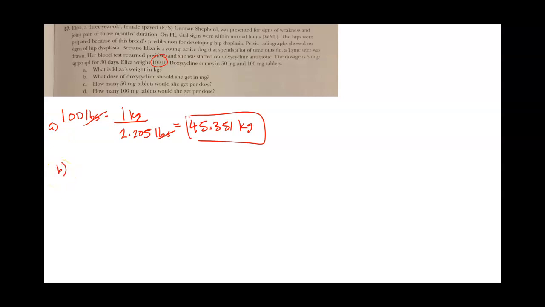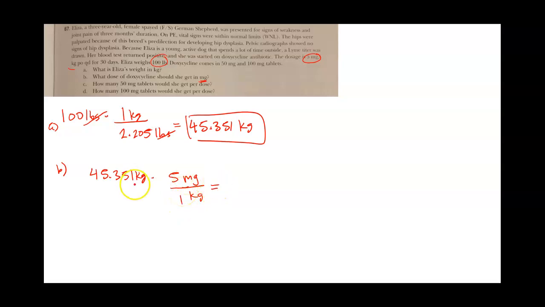Okay, part B, it says, what dose of doxycycline should she get in milligrams? So the dosage is 5 milligrams per kilogram. Okay, so we have 45.351 kilograms. And the dosage is going to be 5 milligrams per kilogram. So we've got to figure out, are we going to keep it the way it is, or are we going to flip it? Well, the question says we want the answer in milligrams. So we know the milligrams have to go on the numerator, and you want the kilograms to cancel, so they have to go on the denominator. So we're going to keep this the way it is. It's going to be 5 milligrams per 1 kilogram.